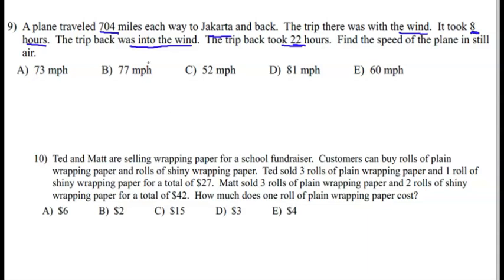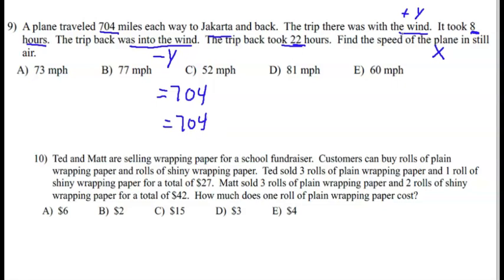So we're going to say that the plane travels X miles per hour, and the wind is traveling Y miles per hour. If it was with the wind, that would be plus Y. If it was into the wind, against the wind, it would be minus Y. So it's 704 miles, both there and back, so we would have both equations equaling 704.